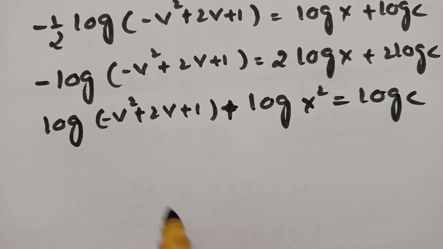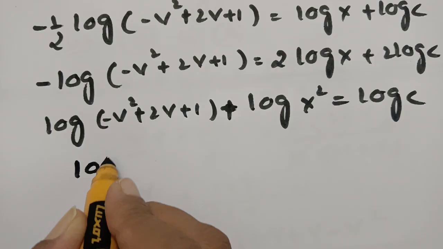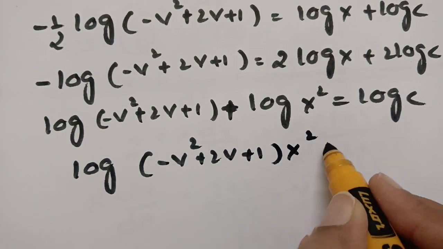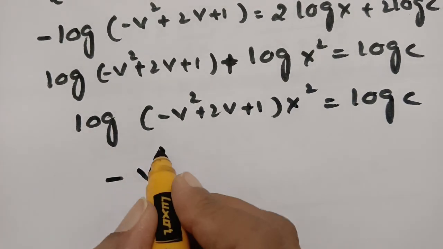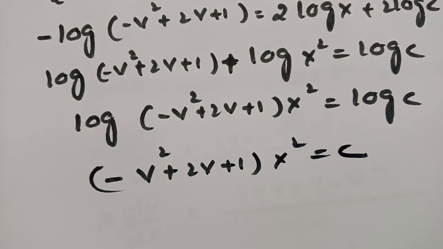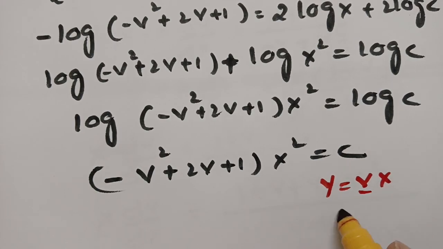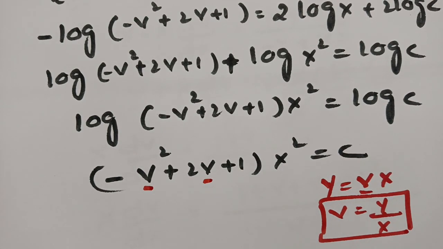I'm writing it as c. Log a plus log b can be written as log of a into b. So this is minus v square plus 2v plus 1 into x square is equal to some log c. If I cancel log on both sides, minus v square plus 2v plus 1 into x square is equal to c. Here is a substitution: I kept y as v into x, so now v can be written as y by x. I am transforming this v as y by x.